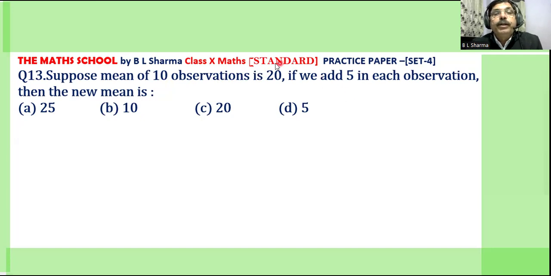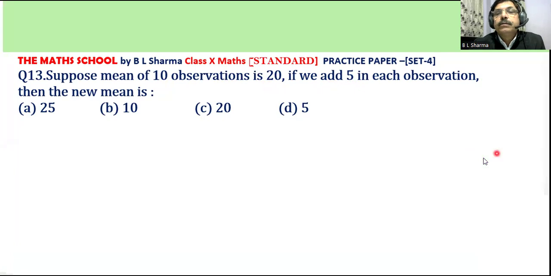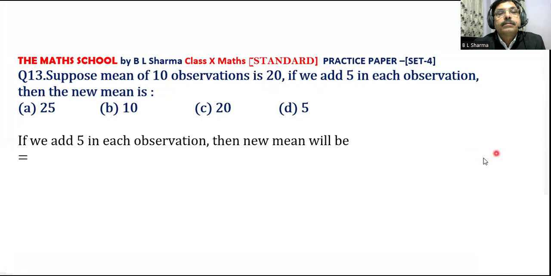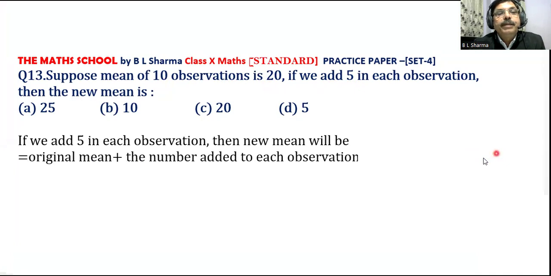So what is the rule? To the original mean, add whatever number is added to each term. So 20 is the original mean and 5 is added to each observation, so 25 will be the new mean. Original mean plus the number added to each observation, that is 20 plus 5, that is 25. So A is the correct option.